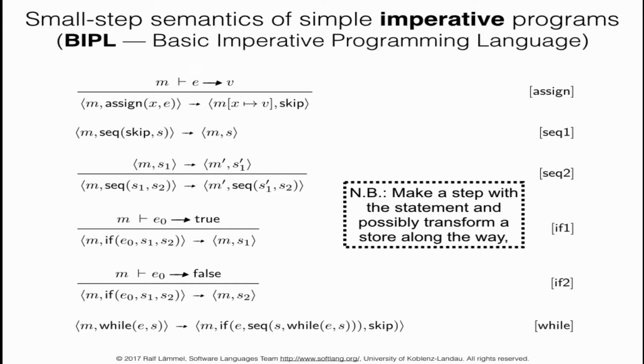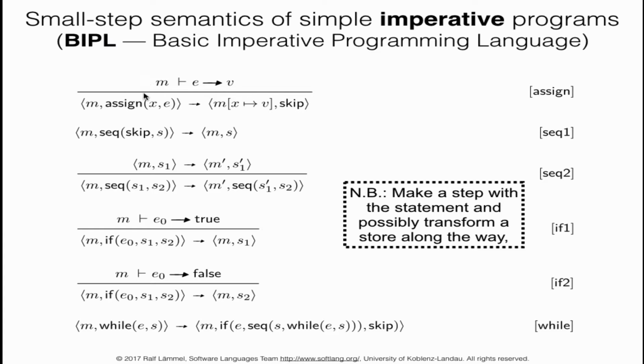Let's also look at the small step semantics of simple imperative programs. In this case, a judgment involves a store before the step, the statement with which to perform a step, the store after the step, and the statement after the step.